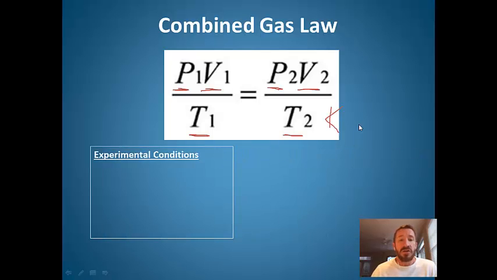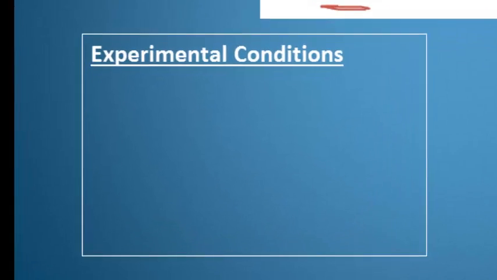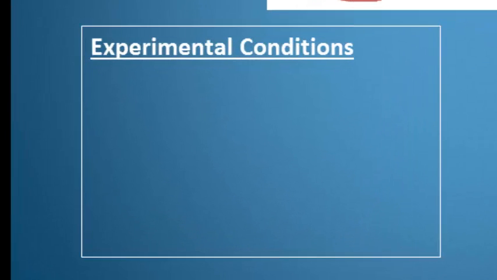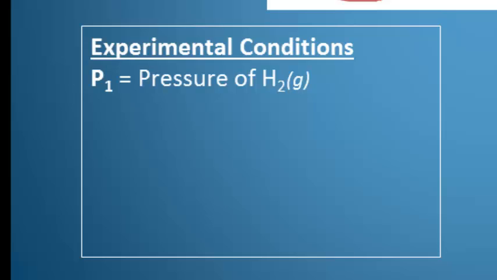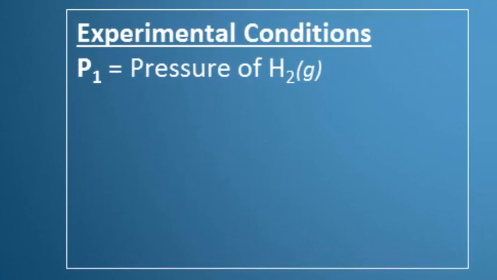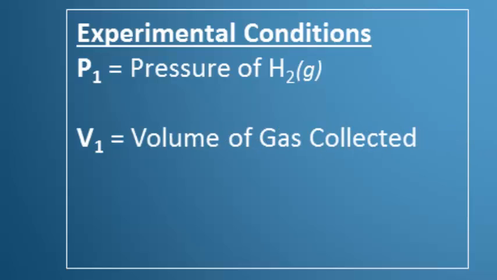So here's how it's going to work in the lab. We're going to use experimental conditions, and these are things that you got from the lab. So let's start. First, we'll have the pressure of the hydrogen gas. Now, we just determined this because we took the atmospheric pressure and we subtracted the pressure of the water vapor.